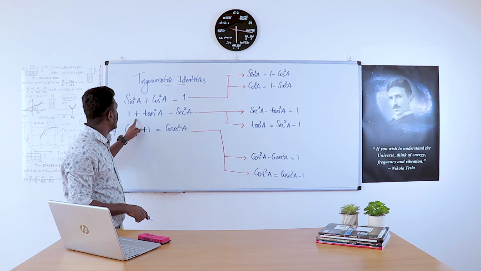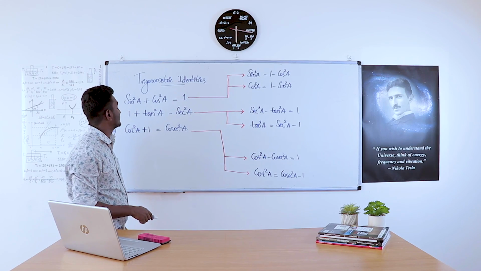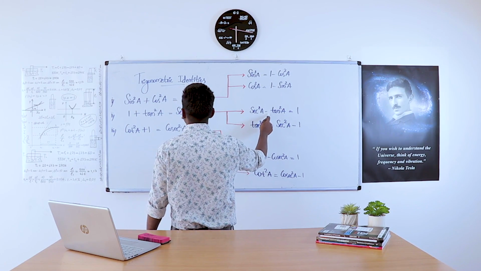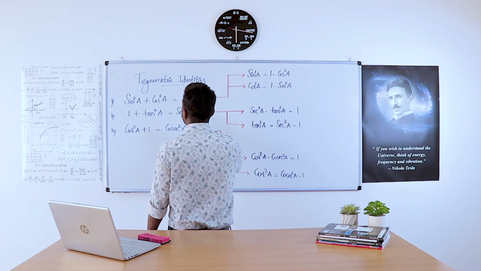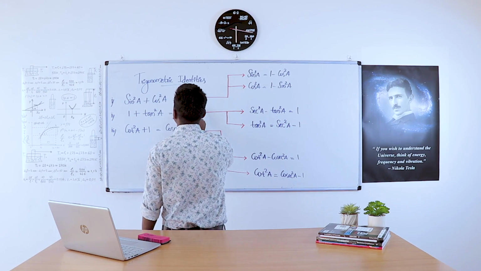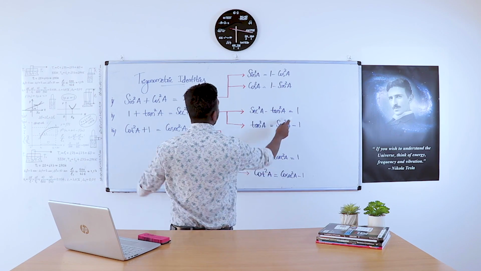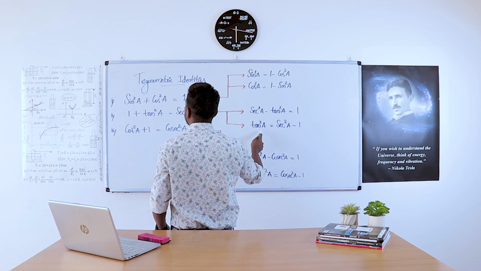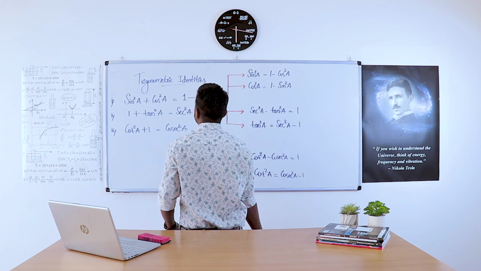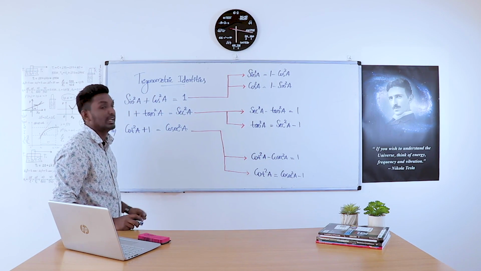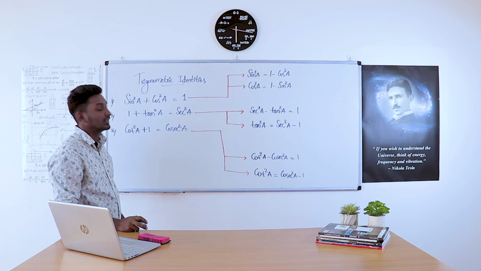Second identity, 1 plus tan square a equal to sec square a. From this we can write sec square a minus tan square a equal to 1. This tan square a comes to the right side, it becomes minus tan square a. Then it is sec square a minus tan square a equal to 1. Otherwise we can write tan square a equal to sec square a minus 1.